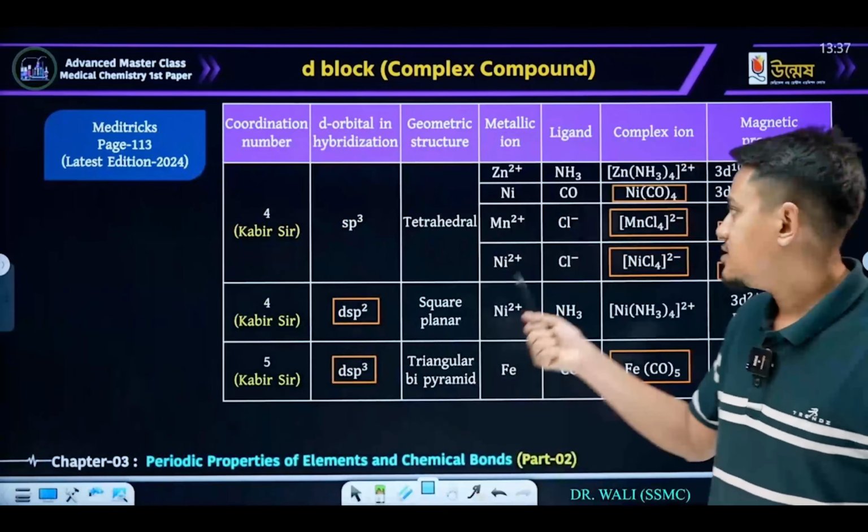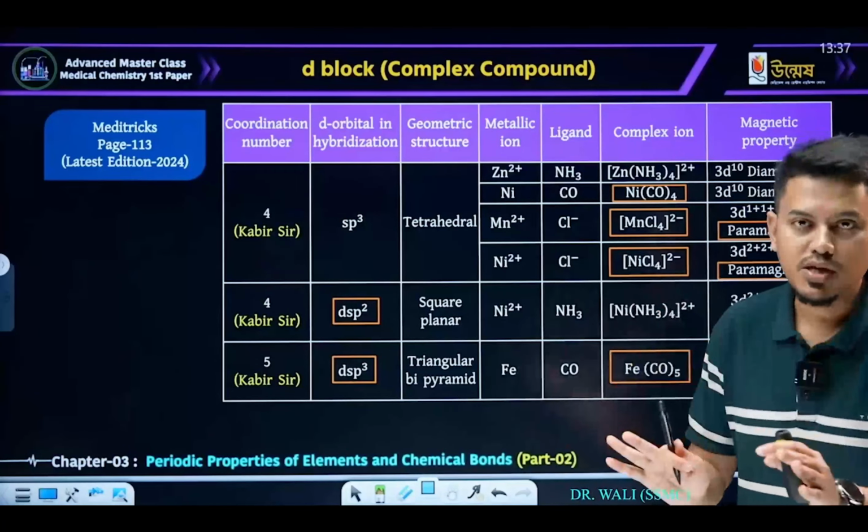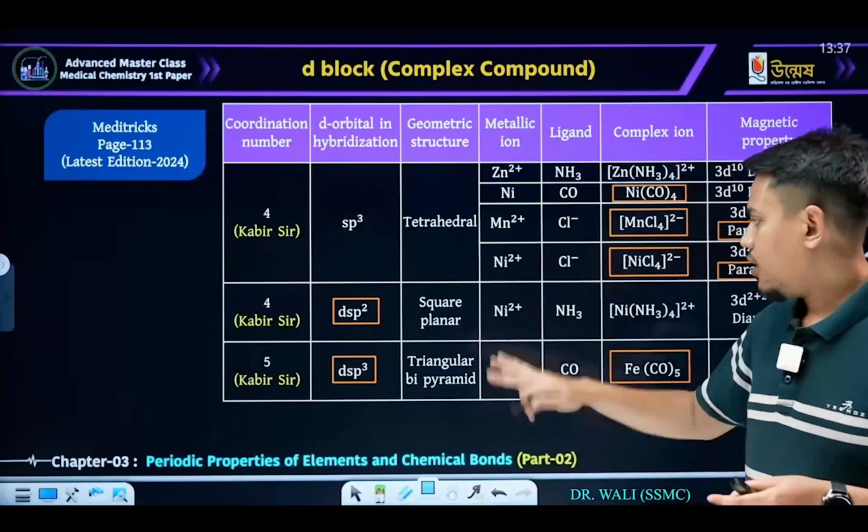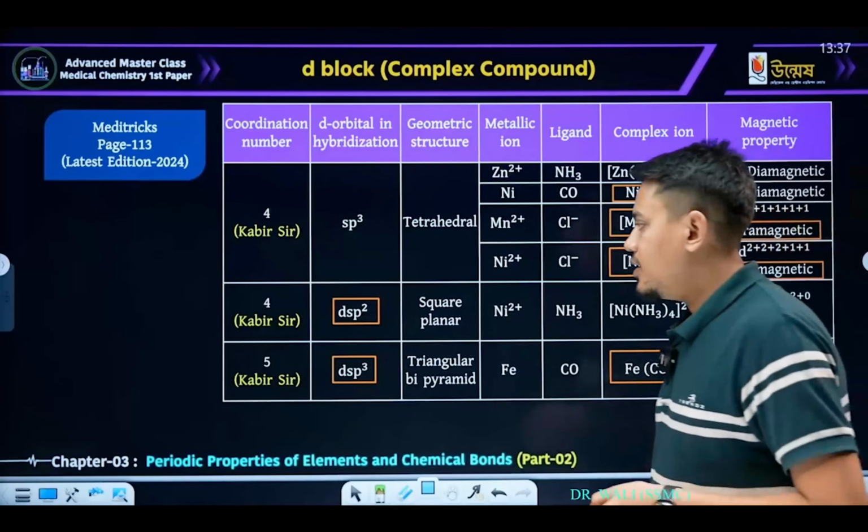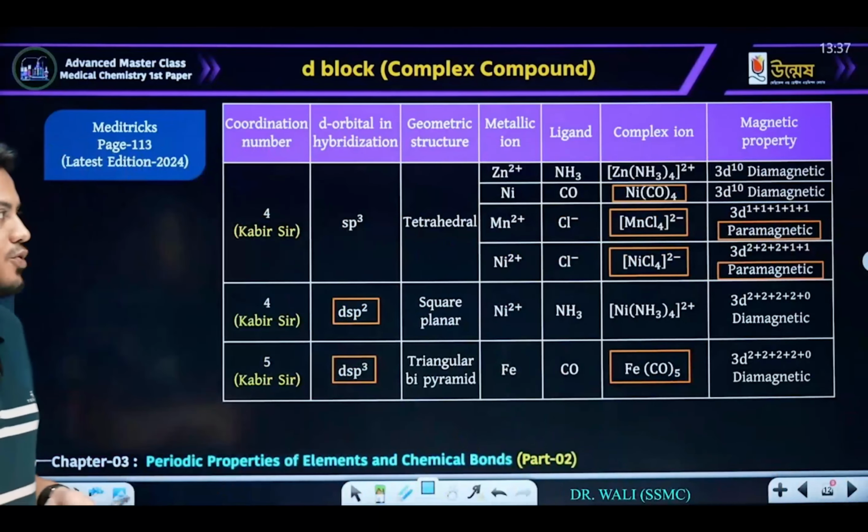Even though it is a strong ligand, tetracarbonyl nickel shows sp3 hybridization. This is an exception. Apart from that, all of the remaining examples can be explained easily. I have already marked what is important from this section. Now let's move on to our next slide.